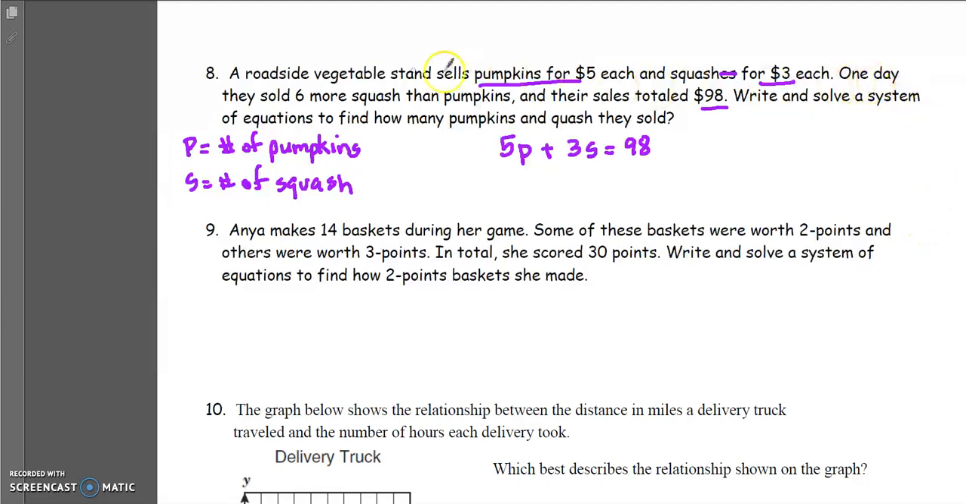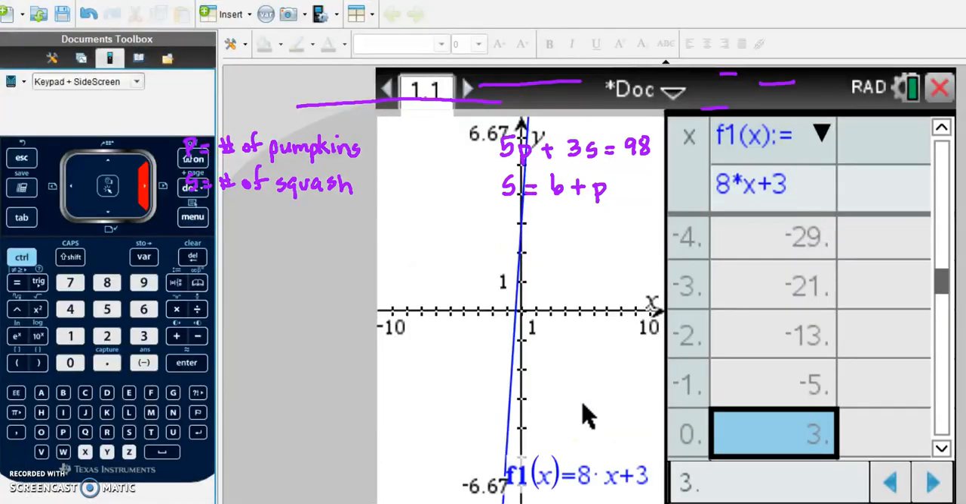But let's look at the other equation we have to write. It says one day they sold 6 more squash than pumpkins. So in this statement right here, we came to squash first. So it will be S equals, and then 6 more means I'm going to add 6 to the other, whatever we're talking about. In this case, it's pumpkins. So there are my 2 equations. So now I should be able to put that into my calculator. So let me pull my calculator back up.